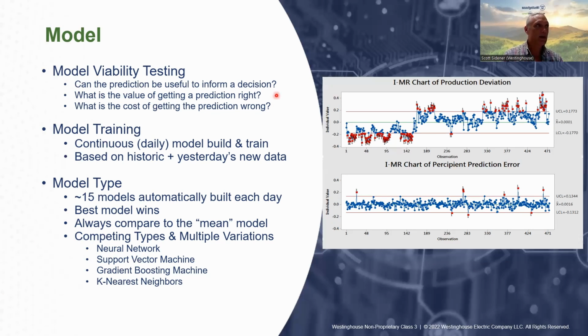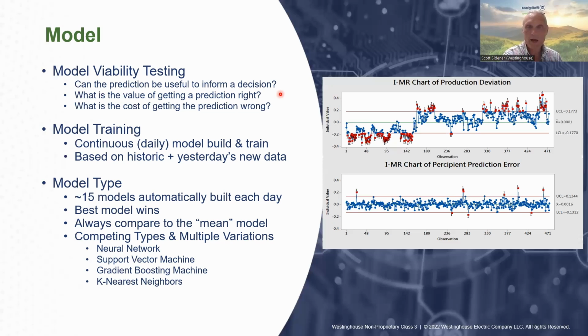And part of doing that is asking yourself the question, well, what happens if the prediction is right? And what happens if the prediction is wrong? Because all models are inadequate. They all have uncertainty, and there's going to be a certain percentage of the time that they get the answer wrong.